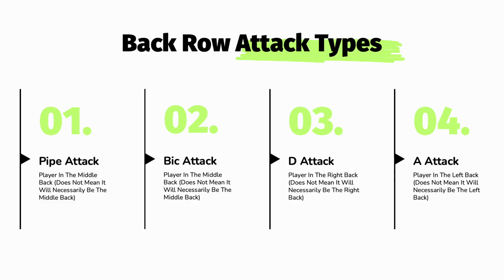The first 3 types of back row attacks you will definitely see in most high-level matches. An A attack, while it does happen, is rare.